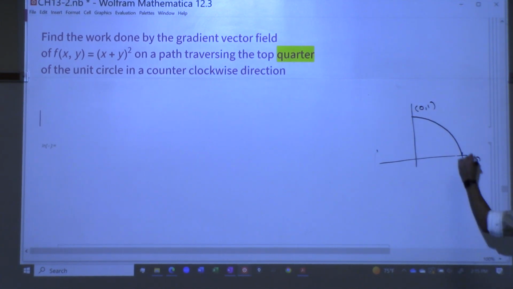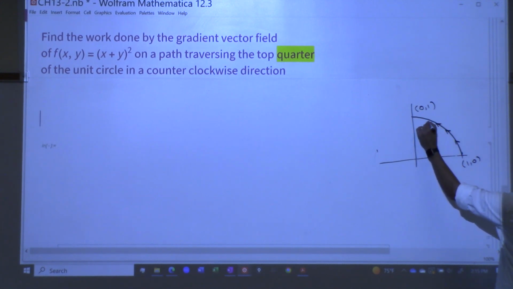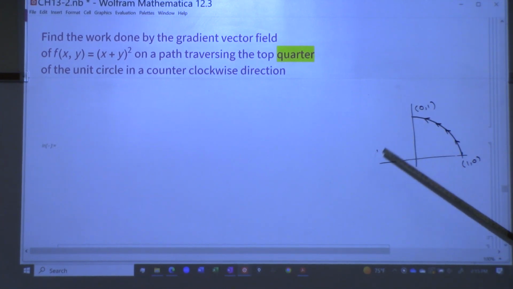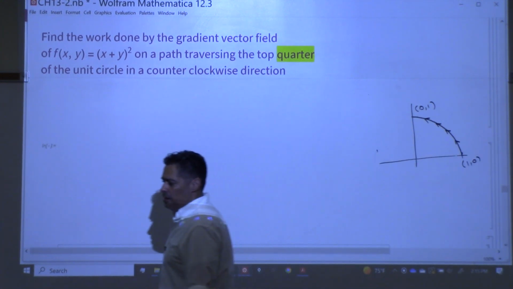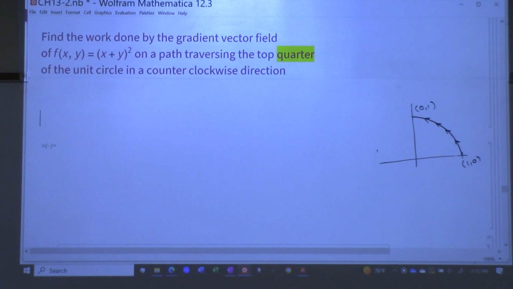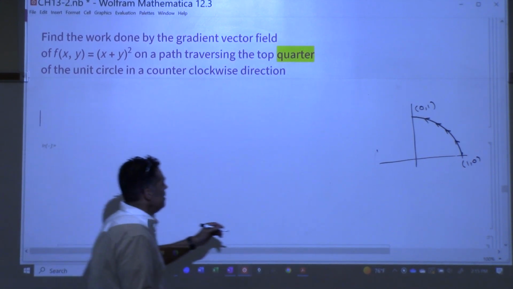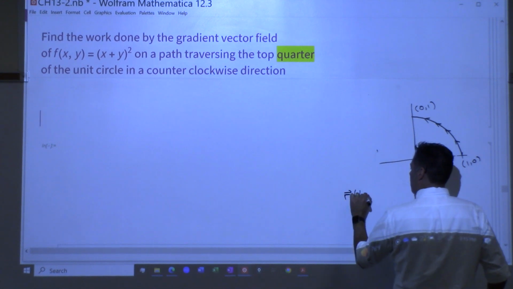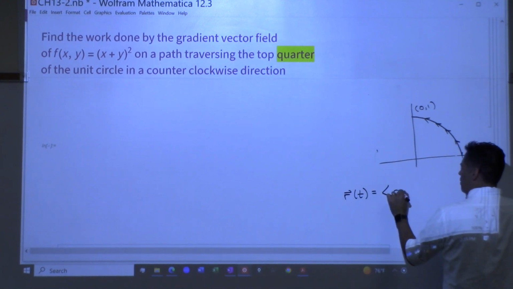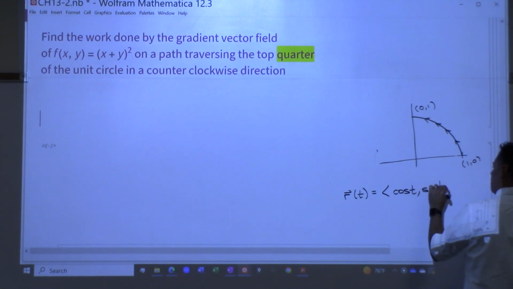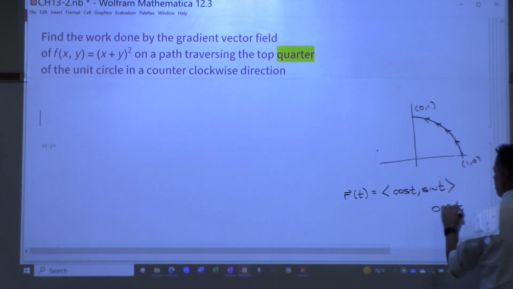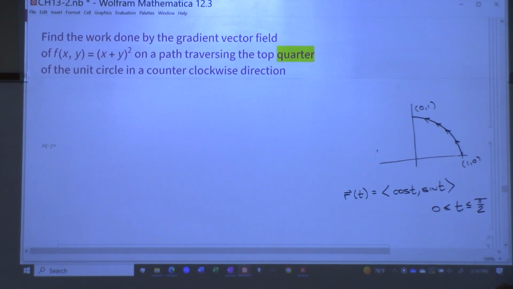All right, so we want to traverse this in that direction. Right now all I'm doing is focusing on trying to come up with r of t, the thing that draws the curve. I'll worry about the vector field in a minute. So r of t, I can draw this using the vector function cosine t, sine t, because we've beaten this to death. t is going to go between 0 and pi over 2. Okay, so I've got my vector function that draws that curve.